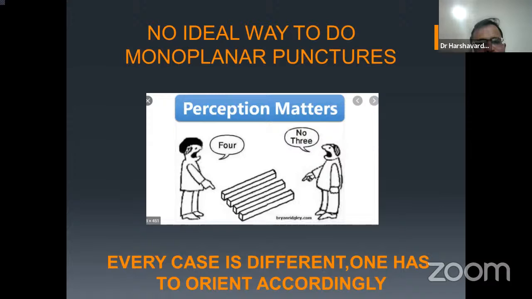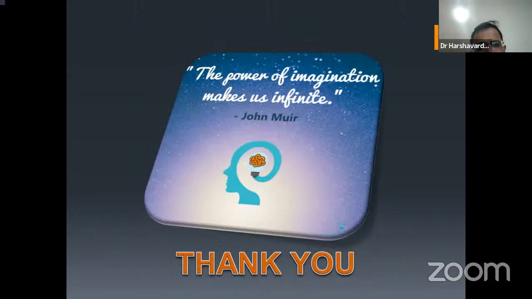So there is no ideal way to do monoplanar punctures. Perception is what matters. One can see 4 or the other can see 3. Every case is different. One has to orient accordingly. But never forget the power of your mind, the power of imagination makes us infinite. Thank you.